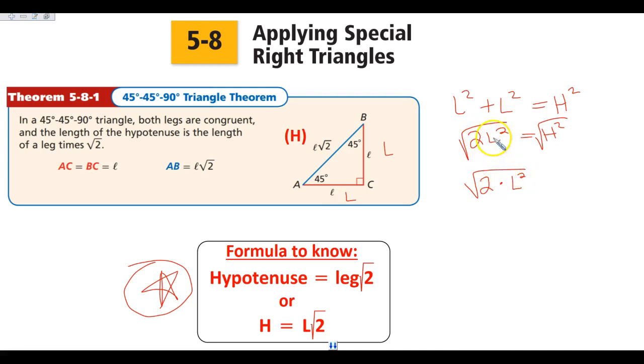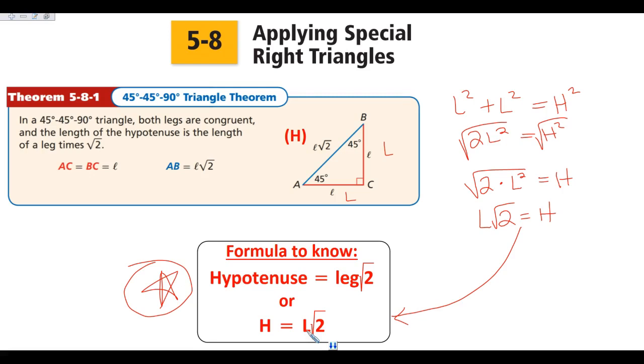This equals my hypotenuse. Well, what is the square root of my leg squared? It's just going to be L. So L times the square root of 2 is equal to my hypotenuse. Well, look, that's what we have down here. So the Pythagorean theorem is where this formula comes from.